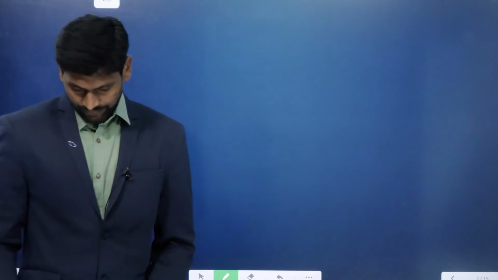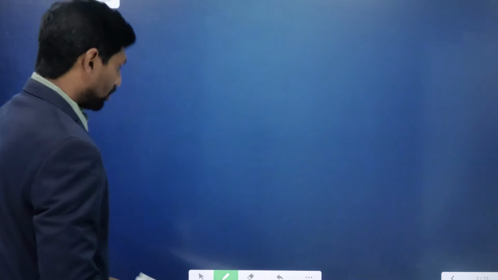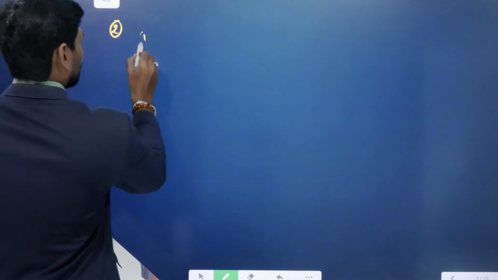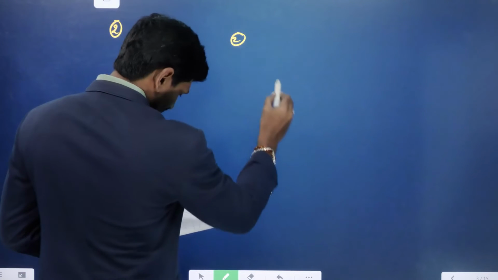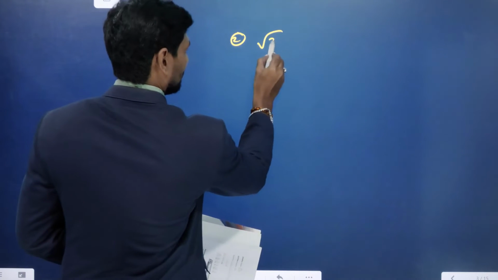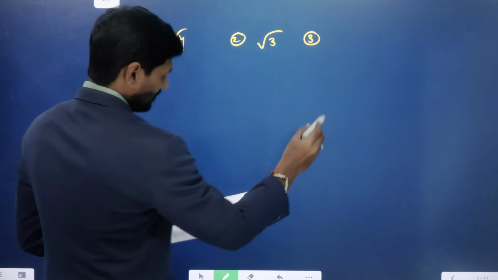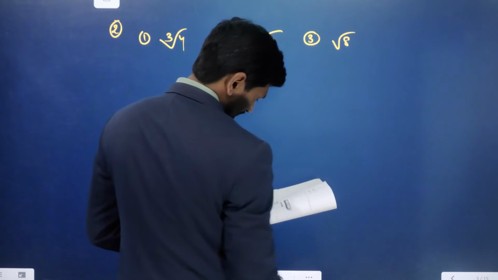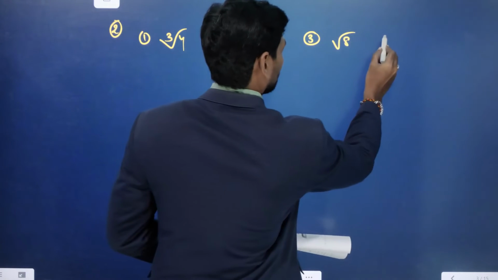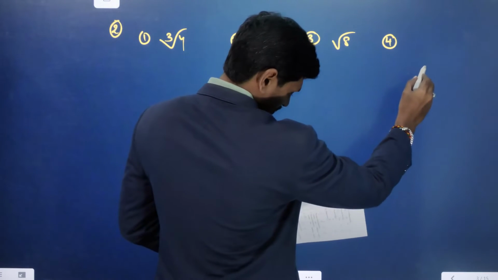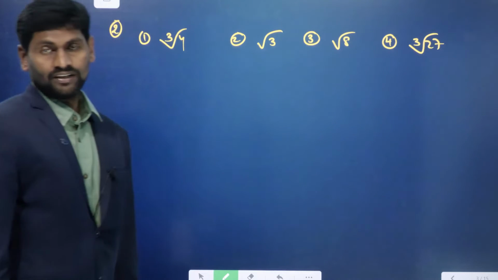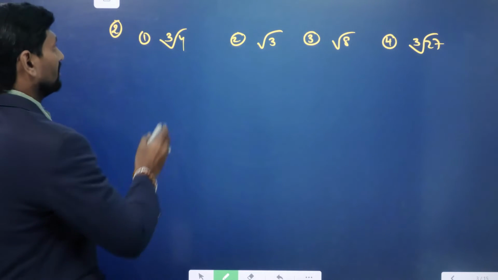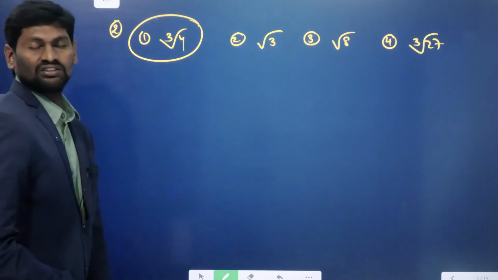Now observe here, which of the following is not a surd? The first option is cube root 4. The second option is square root 3. The third option is square root 8. And the fourth option is cube root 27. Which of the following is not a surd? Is it a surd or not?